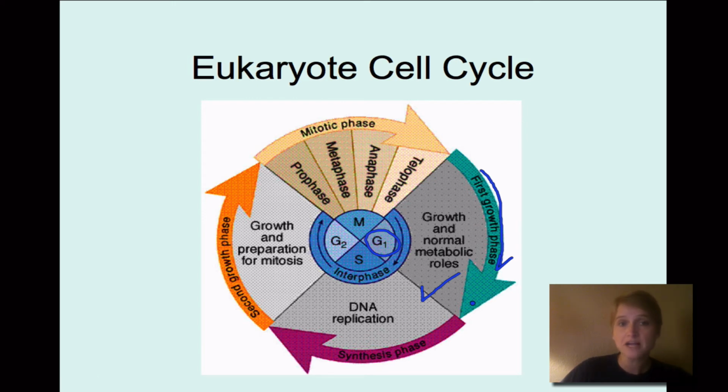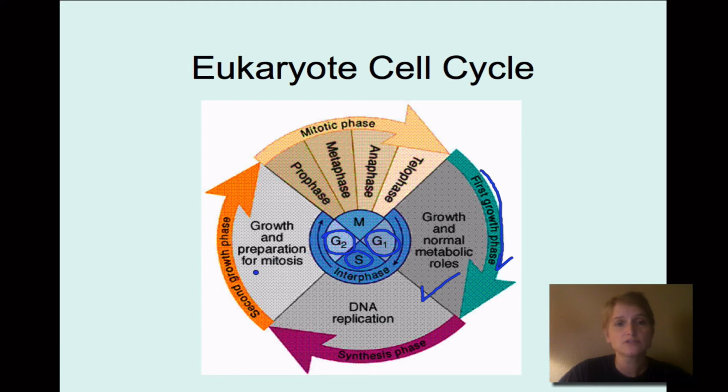Did we grow right? And if everything's okay, it'll move on into this S phase, which is the synthesis phase. And this is where the DNA is copied. So replication means copied. All right. So then it will go through a second growth phase. So this is the G2. This is the growth phase, and it's getting ready for mitosis.